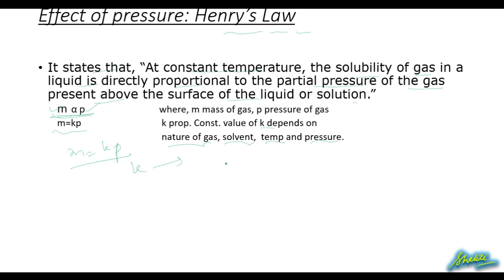So from here we conclude that when temperature is constant, the solubility of gas is directly proportional to the pressure of the gas which is present above the surface of the liquid. So we can write m equal to k into p, where k is the proportionality constant and its value depends upon the nature of the gas. I mean to say, for different gases the value of k differs, and it also depends upon the nature of the solvent, and temperature and pressure do affect the value of k.